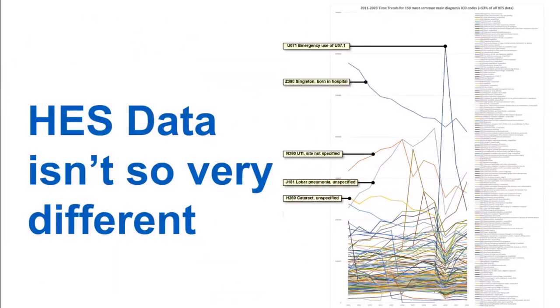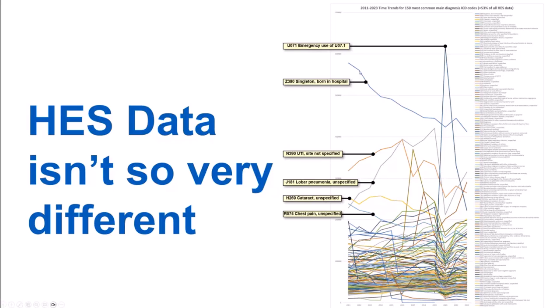And interestingly, HES data is perhaps not that dissimilar. This is a plot of the 150 most common main diagnosis ICD codes reported in HES data, and they're listed in tiny font on the right-hand side. The big spike, the emergency use of U07.1, that's the code for COVID as a diagnosis that was first made available in 2020. It's no great surprise there's a massive spike and it's died off. The other codes, however, are more mainstream medicine.